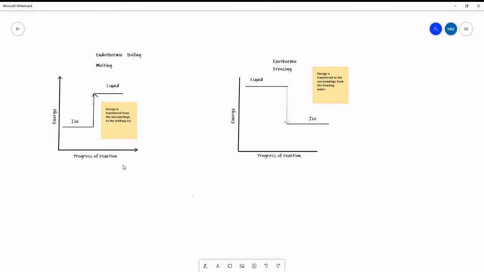So just in summary then, you've got ice. The ice melts into liquid. We say it's endothermic because the ice will take in the energy. Because it's taking in the energy, it's using the energy to melt and change the structure, so it goes from an ice to a liquid. And then if you've got liquid, for it to freeze, it's classed as an exothermic reaction. And the energy is transferred to the surroundings from the freezing water.